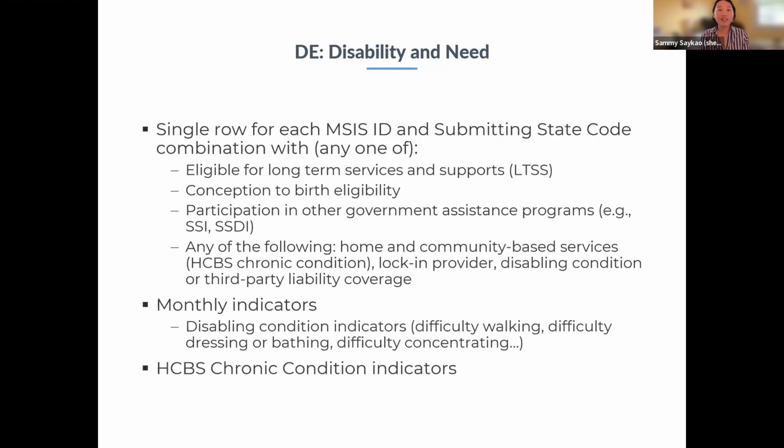And then finally, there is the disability and needs segment. I think this file is a little bit of a catch-all, so don't let the name fool you. It does have information on disability and needs, such as government assistance programs, but it actually also includes the information on third-party liability in here, which I thought kind of snuck in a little bit. There are also monthly indicators for disabling conditions. These are reported by the state, and HCBS chronic condition indicators.